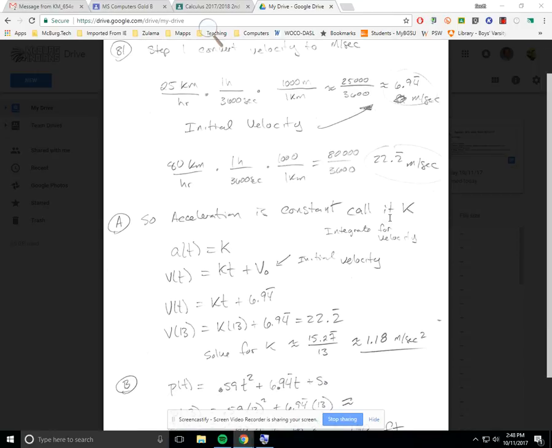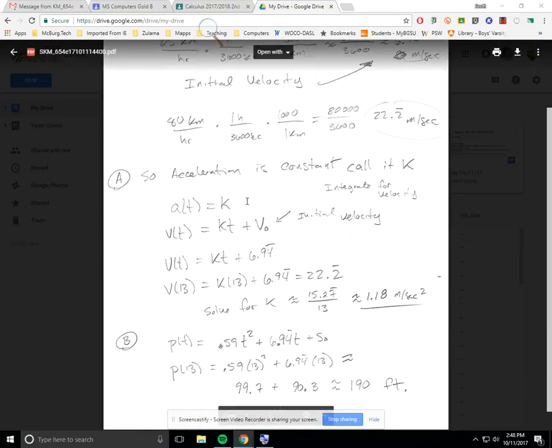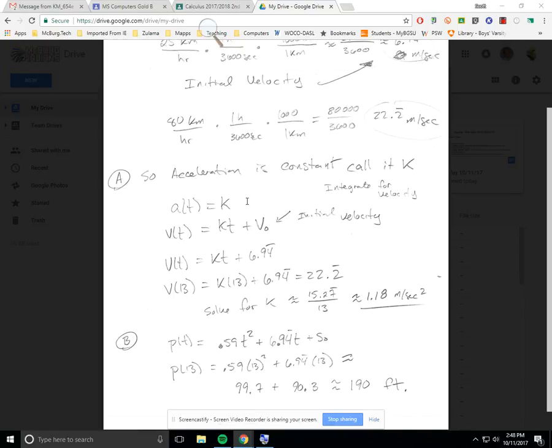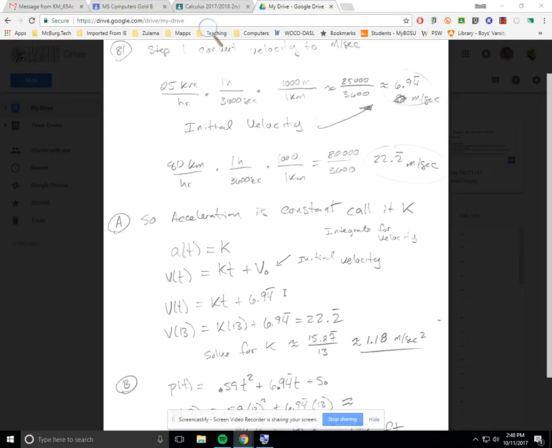So now in the question, they said acceleration is a constant. So I just set acceleration equal to some constant. We'll call it K for right now. So if we integrate once, we find velocity. The integration of K is KT plus V0, where V0 stands for initial velocity. In our problem, it said he accelerates from 25 kilometers per hour to 80 kilometers per hour. So the initial velocity was the 25 kilometers per hour, which again, we had to convert to 6.94. So this is our initial velocity, the 6.94.